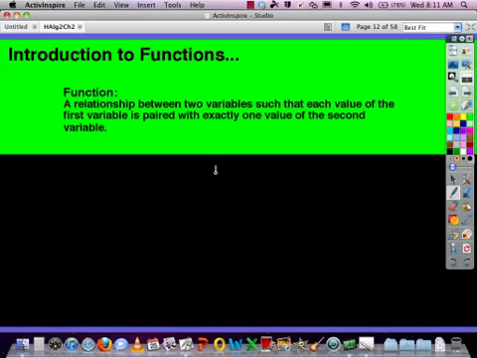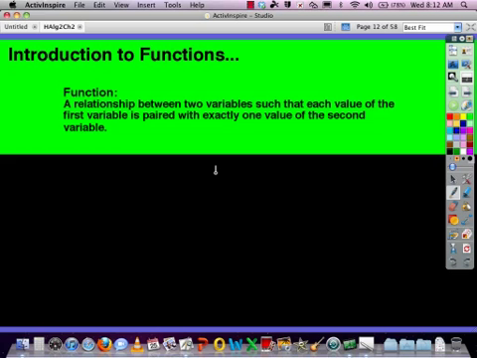Starting with some definitions. A function in itself is a relationship between two variables such that each value in the first is paired with exactly one value of the second. So you're thinking first variable. First variable, a lot of times we refer to that as the x value. So a relationship between two variables would be like x and y in an ordered pair, such that each value of the x is paired with exactly one value of the second, or the y variable.